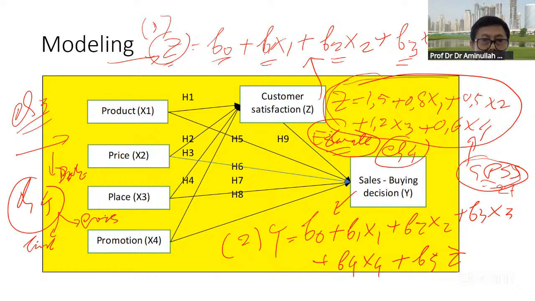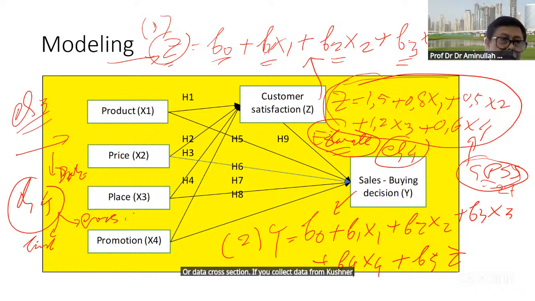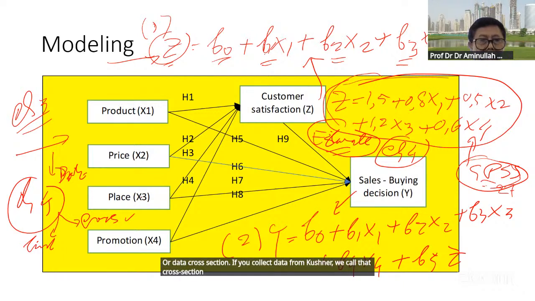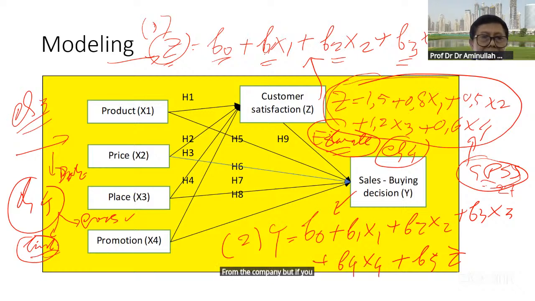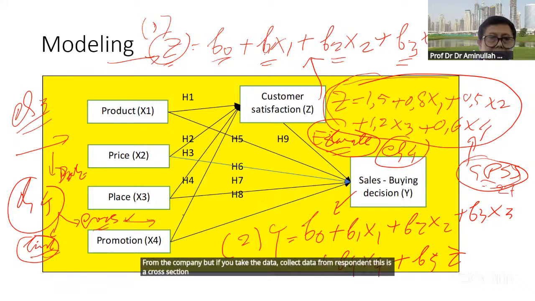If you collect data from a questionnaire, we call that cross-section. If you collect data from statistics, from reports, financial reports, this is a time series. For example, production, price, place. You need data from a statistic report. This is time series from the company. But if you collect data from respondents, this is cross-section. You prepare a questionnaire, and then you send it to your respondents.